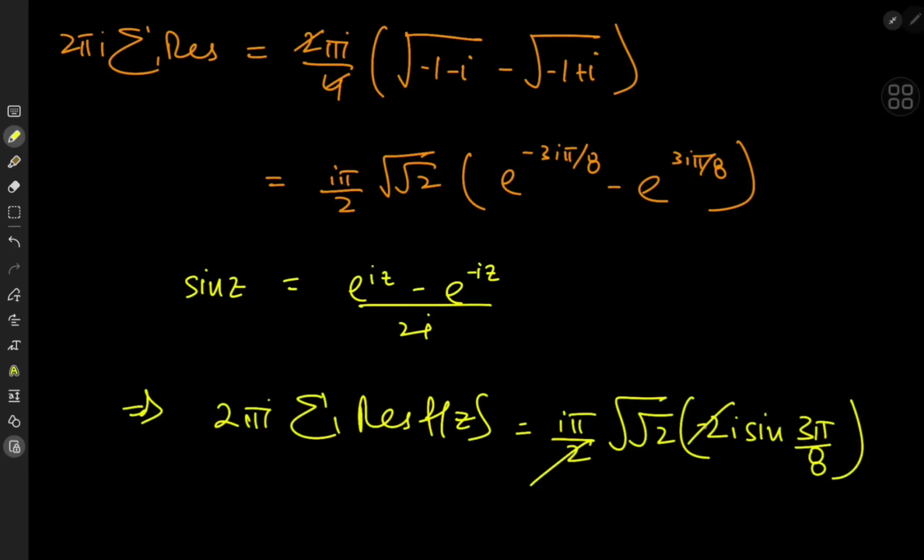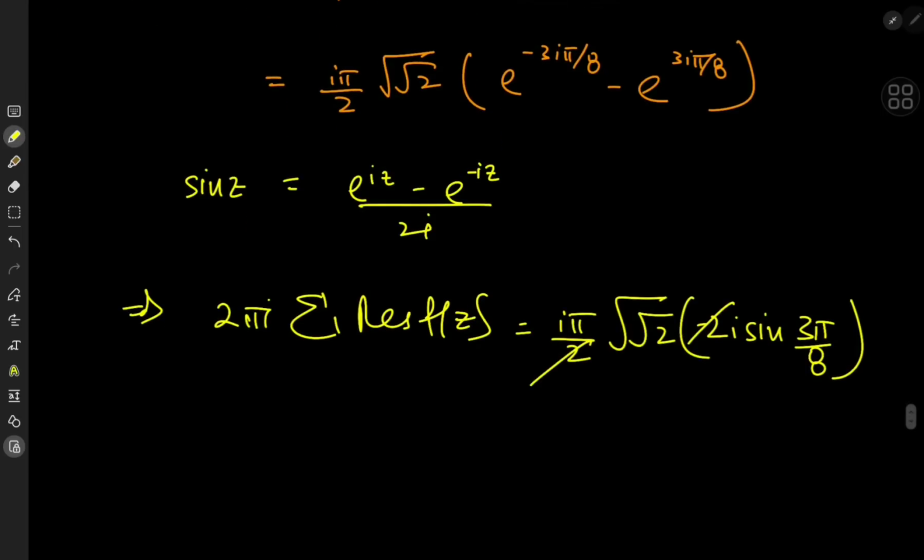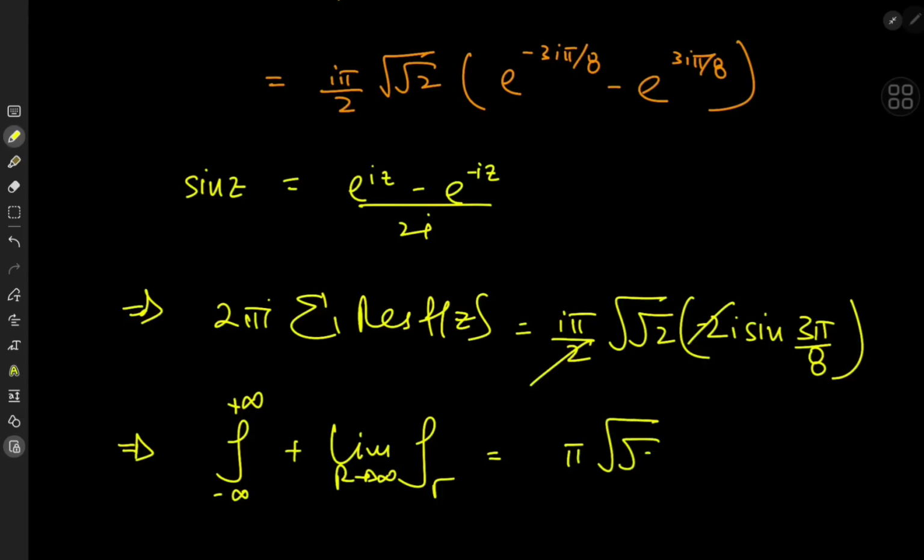Okay, cool. We have some nice cancellation again, and the i and -i terms sort of cancel out because, well, we have -i squared, which is +1. So this implies that the integral from negative to positive infinity plus the limit of the integral over gamma as r tends to infinity equals pi times root 2 times sine of 3 pi by 8.